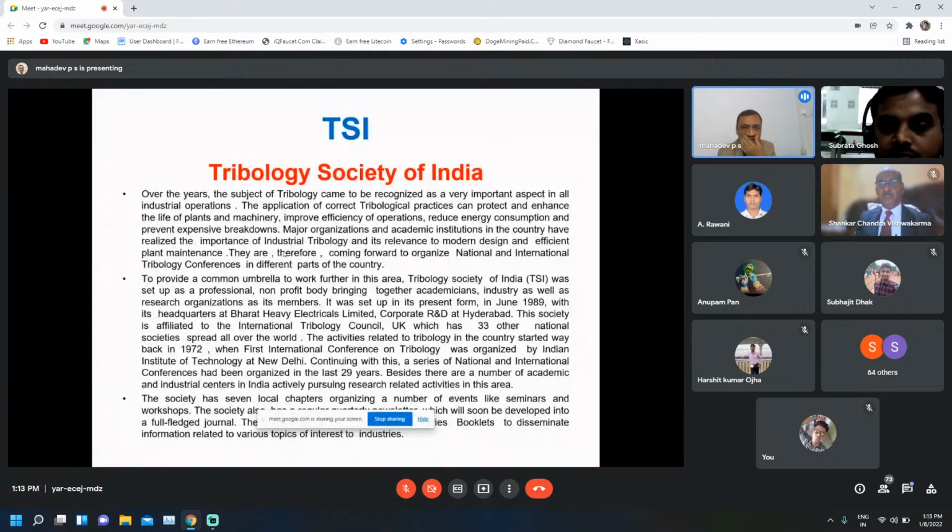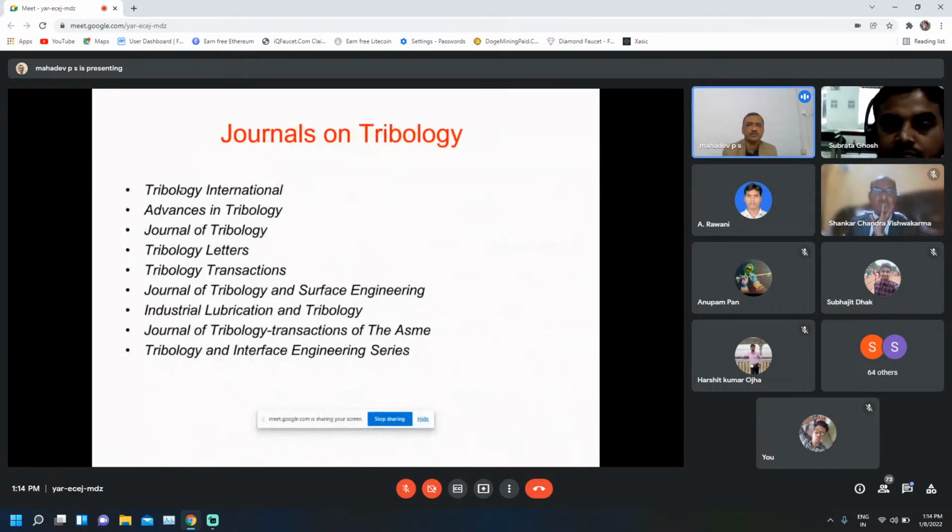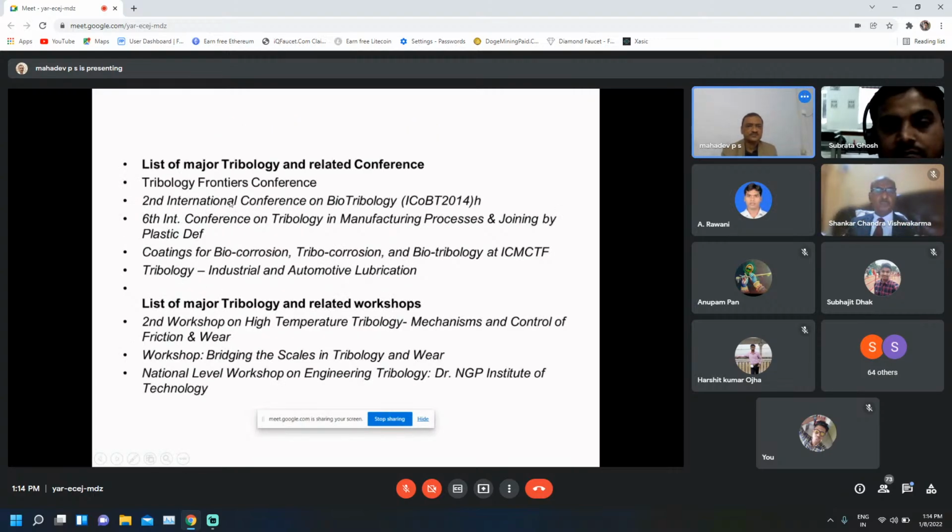It's a very good workshop conducted in a very professional manner. They provide you star facility accommodation with eminent speakers in a very good atmosphere. Even faculties can join. Many people from West Bengal are involved in this Tribology Society of India. With this, you have some journals related to tribology. If you do some research work on tribology, you can publish your work in these listed journals. So these are some of the major tribology related conferences.